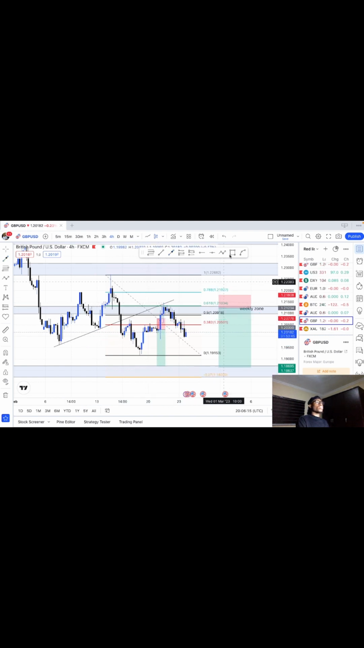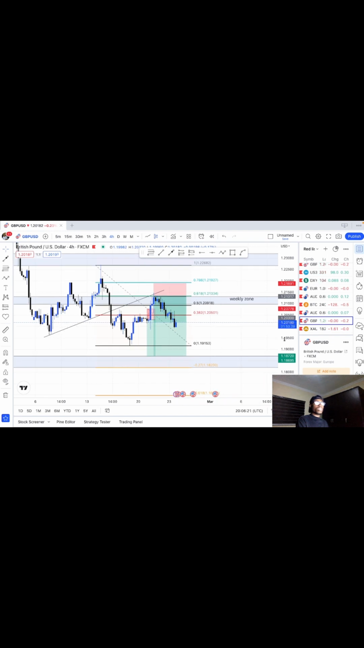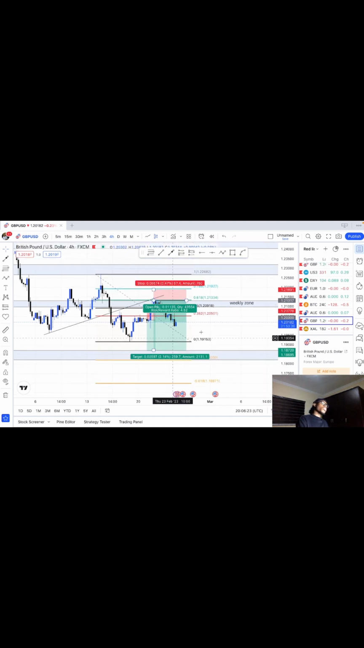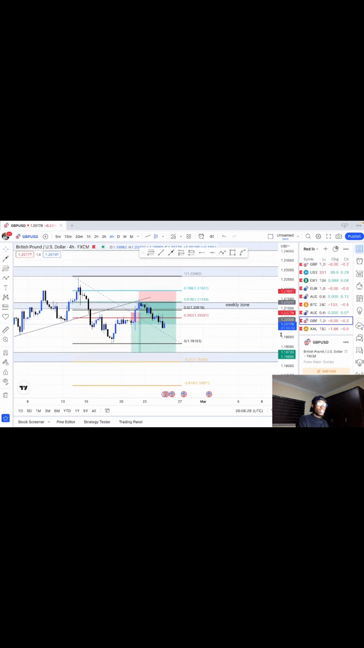So that was it. Now I'm in the trade. So let's see if this trade is going to hit my target. If it's going to hit my target, it should hit it next week.